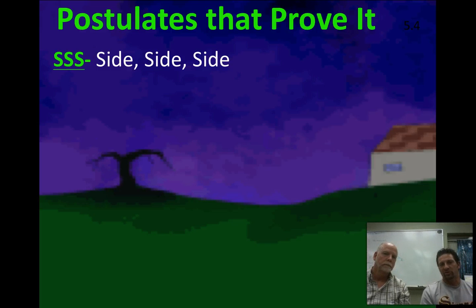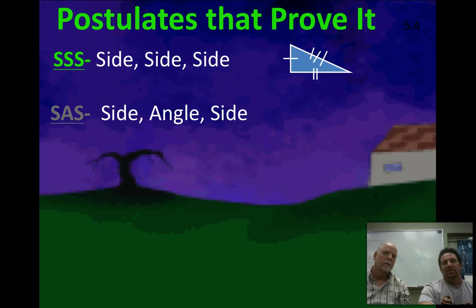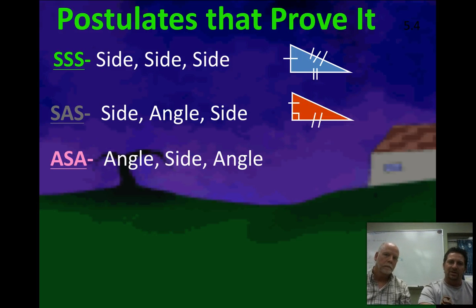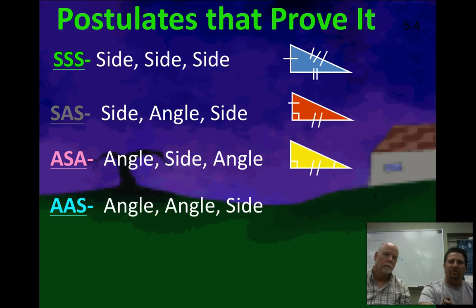So, first one we learned, side, side, side. There's the picture. All three sides of one triangle congruent to all three sides of the other. I'm just going to bring them all up here, so we can go through and look at things that we think about. Side, angle, side, right there. ASA, angle, side, angle, right there. Angle, angle, side, and hypotenuse leg.